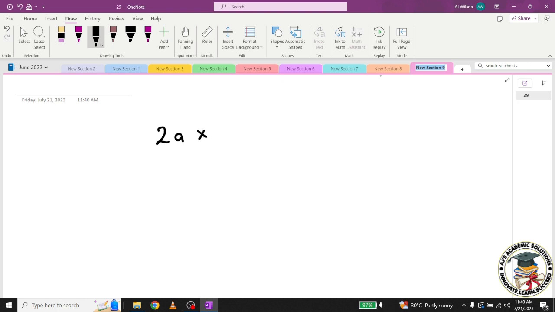Let's say we have 2a multiplying a. So our variable here is a. The power for a is both going to be 1, so we have 1 plus 1. Now let's put our coefficient in. So we have 2 times 1a, and we add the powers 1 plus 1. So 2 times 1 is 2, and we have a squared.